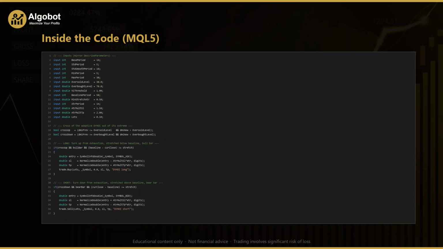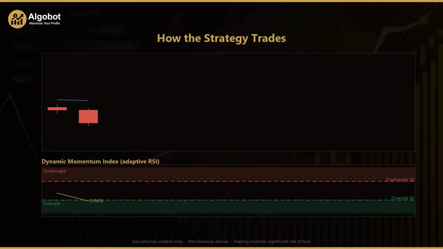The short block is the exact mirror. It needs cross-down, a bearish bar, and the current close to be at least the stretch above the baseline. It reads the bid, places the stop 1.5 ATR above entry, the target 2 ATR below, and calls trade.sell. Same structure, opposite direction. Let's walk through this illustration candle by candle. On the price chart, you can see the blue EMA baseline, our reference for fair value, and in the panel below sits the dynamic momentum index, the adaptive RSI, swinging between 0 and 100 with the oversold line at 30 and the overbought line at 70.